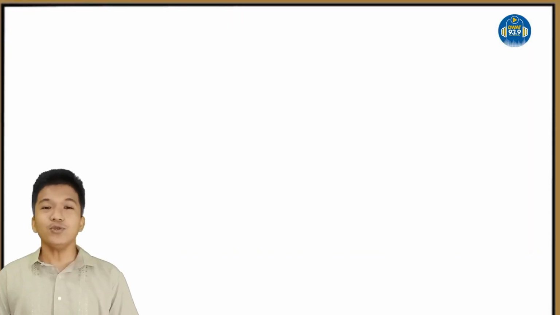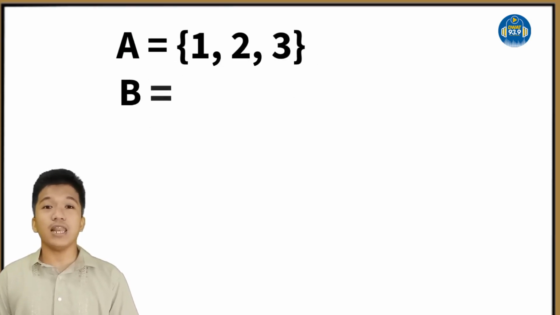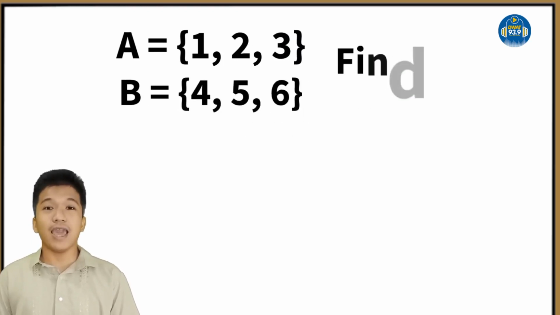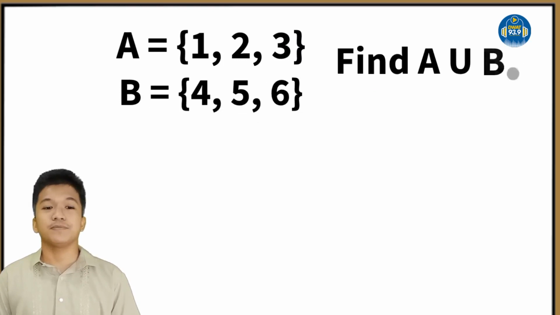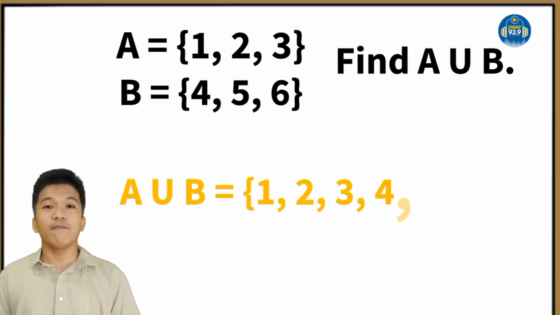Alright, for you to understand more, consider the following examples. Set A with the elements 1, 2, 3, and set B with the elements 4, 5, 6. Find A union B. You are right. A union B has elements of 1, 2, 3, 4, 5, 6.